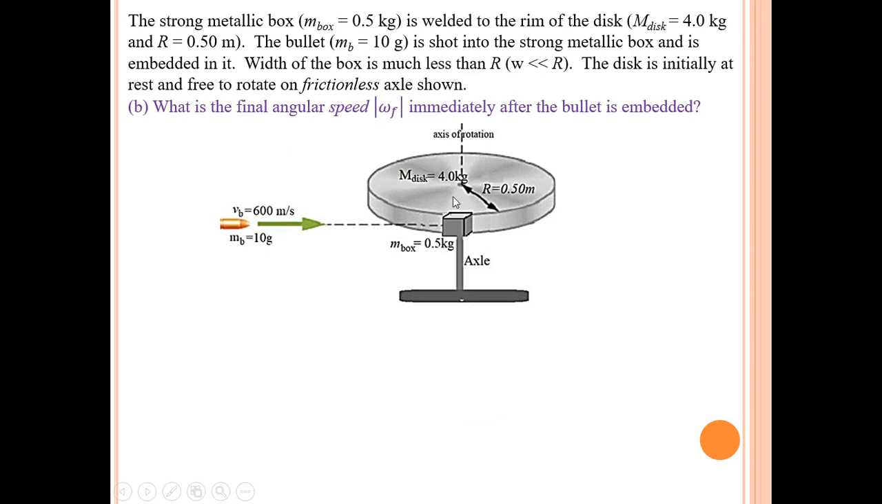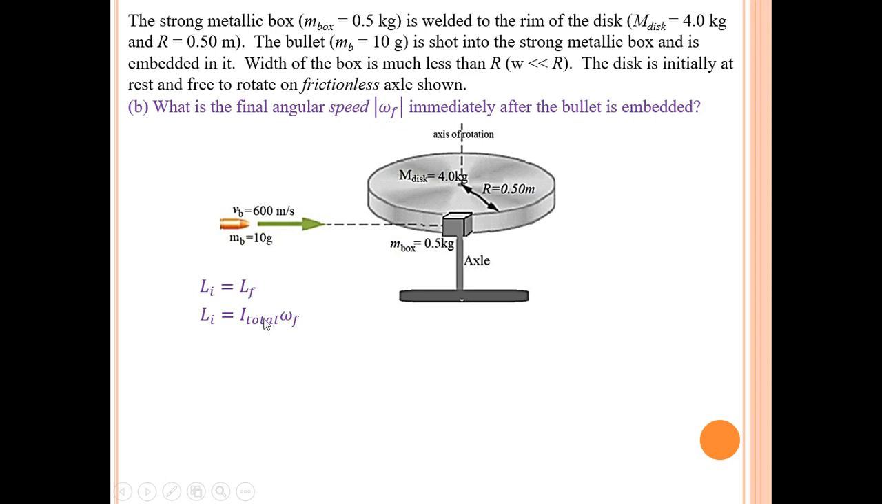So part B asks for the angular speed immediately after the bullet is embedded in the metallic box here. So first, we have to set up conservation of momentum. In this case, linear momentum can be translated into angular momentum simply by taking P cross R, which we'll do here. So the initial angular momentum we just calculated in the previous problem, which is 3. And then now we can set the initial equal to the final angular momentum of the system.